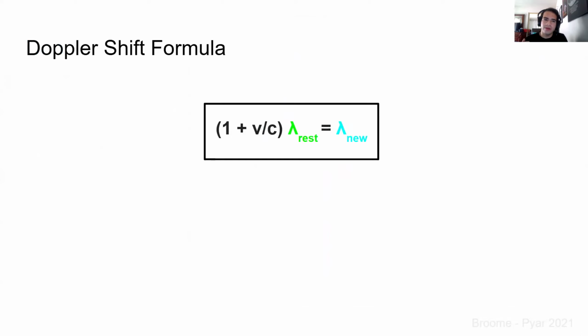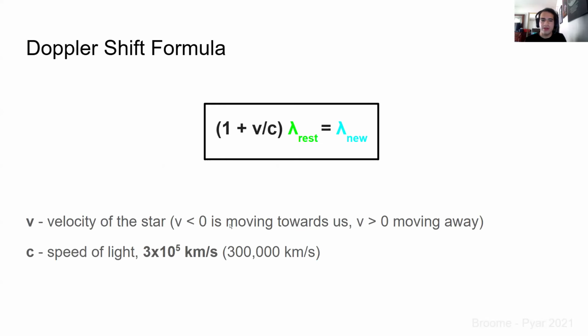And all this can be determined. And we were able to learn so much about it through the use of this Doppler shift formula, wherein v is the velocity of the star, in which negative would be moving towards and positive moving away, divided by the speed of light, plus 1, and then that whole quantity multiplied by the rest wavelength.